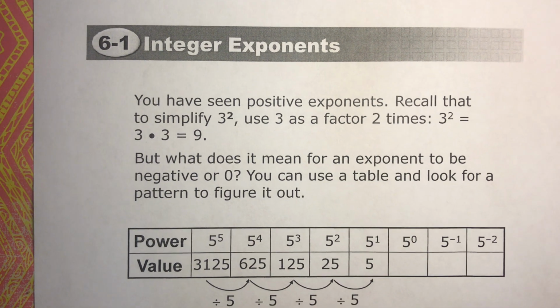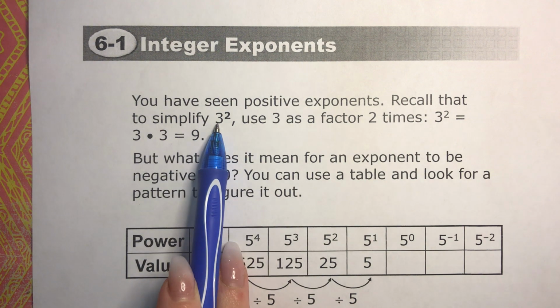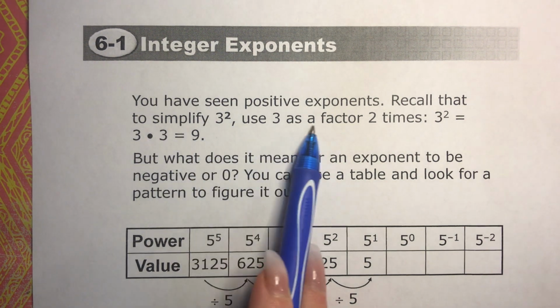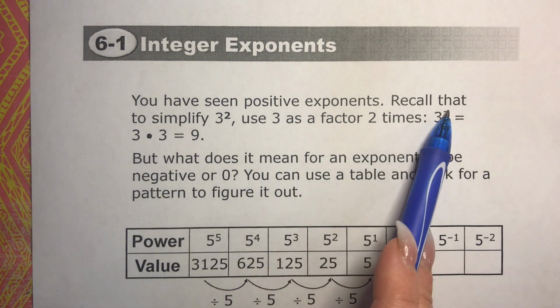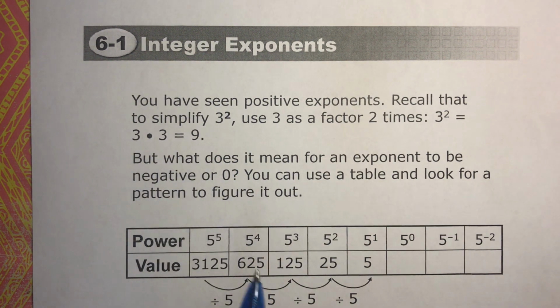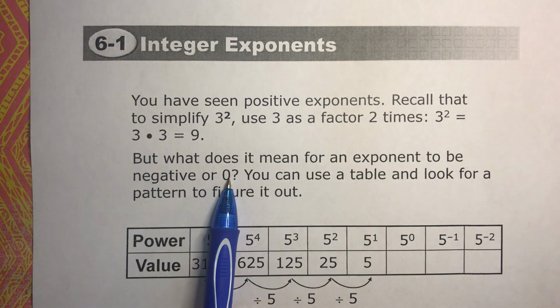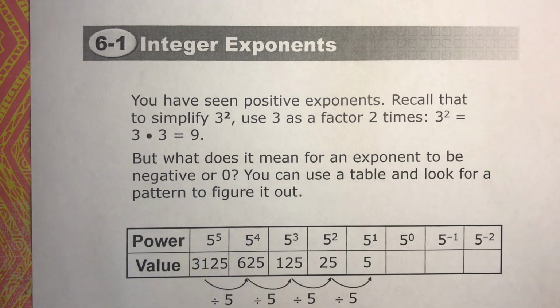So like I previously said, you have seen positive exponents. Recall that to simplify 3 squared, use 3 as a factor 2 times. So 3 squared is the same thing as 3 times 3, which is equal to 9, okay? But what does it mean for an exponent to be negative or to be 0? So let's go ahead and look at this table.